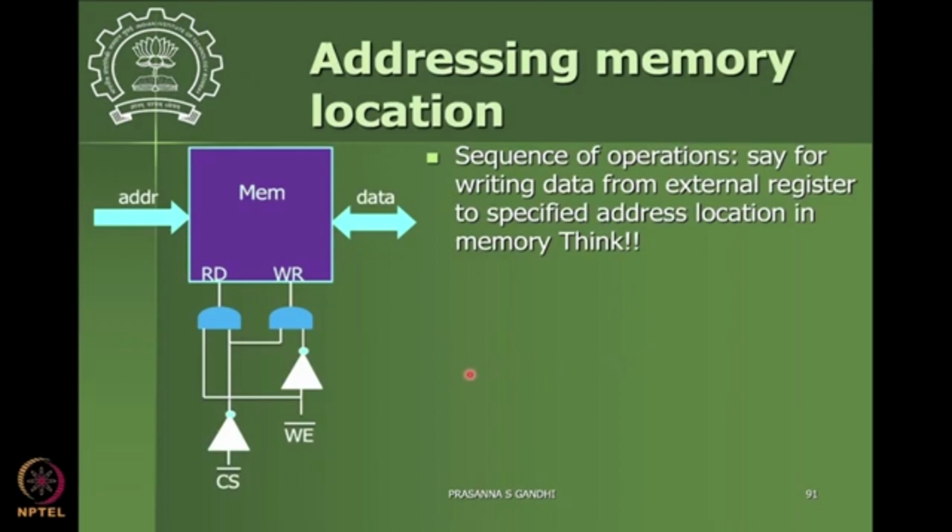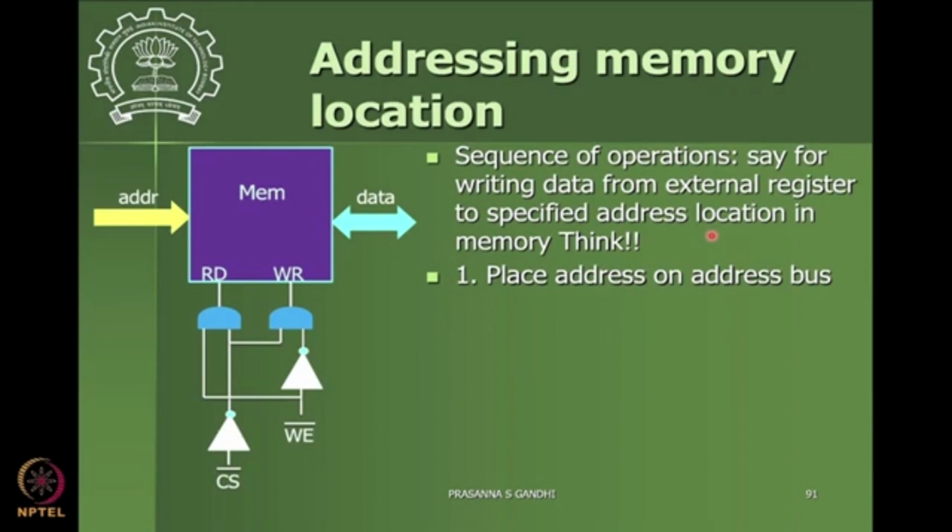Then there are these different kinds of variants that will be available. Now the question is, how do we carry out a sequence of operations if it is to be carried out? This is one of the examples: writing data from some external register to the specified address location in the memory. This is the operation that is given. So what do you think about this? Writing the data from the external register to the specified address location in the memory.